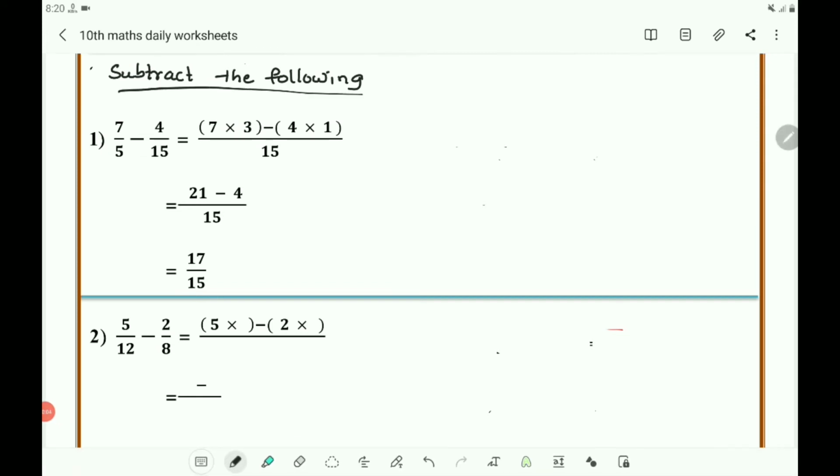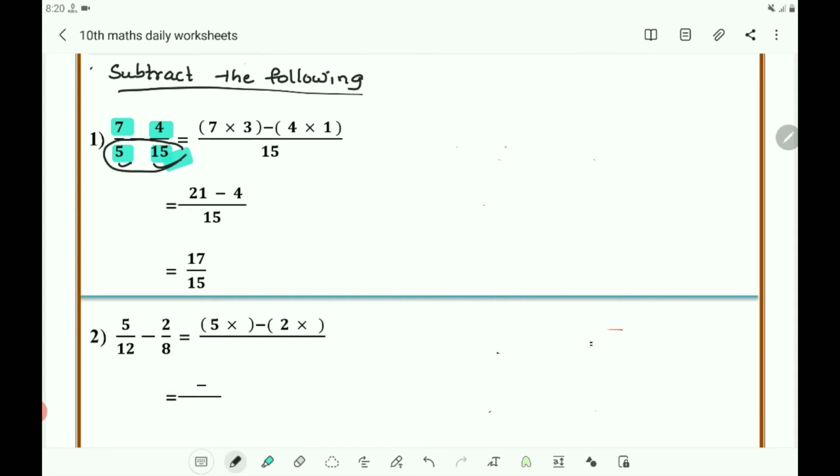Now about subtraction. Subtract the following. Here the first one, 7 by 5 minus 4 by 15. Here also you have to take the LCM. Here the denominators are different. If the denominators are different, in that case what do you have to do? We have to take the LCM. As usual, find the LCM of 15 and 5. Here you will get the LCM directly because 15 is a multiple of 5. Therefore, the LCM of 5 and 15 is 15 only.